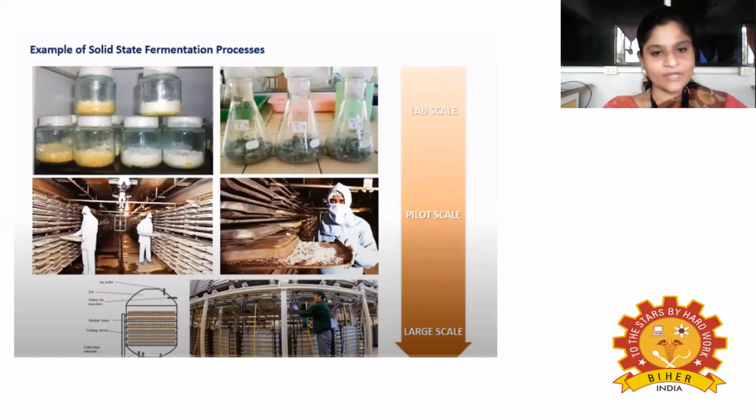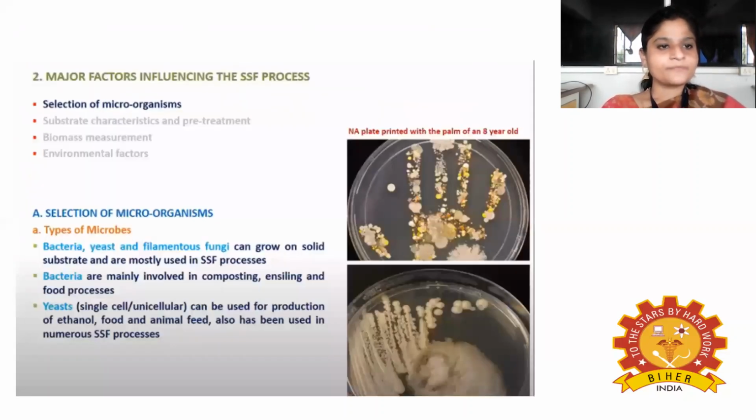If it's going to be a pilot scale, you can do it in a large tray. And if you're going to do it in a large scale, you can see it in the bottom pictures. In large scale, at industrial level, there will be a sequence of tray reactors, because you need a voluminous amount to be occupied in that. So according to the application and other process design, you can decide whatever mode you're going to do. These are a few examples for the solid state fermentation process. Now we'll get into the major factors that are influencing the solid state fermentation process.